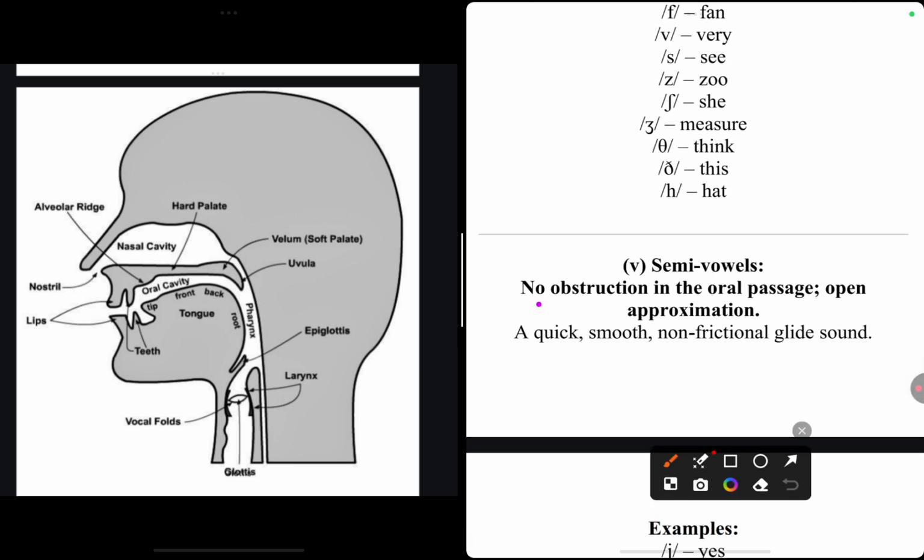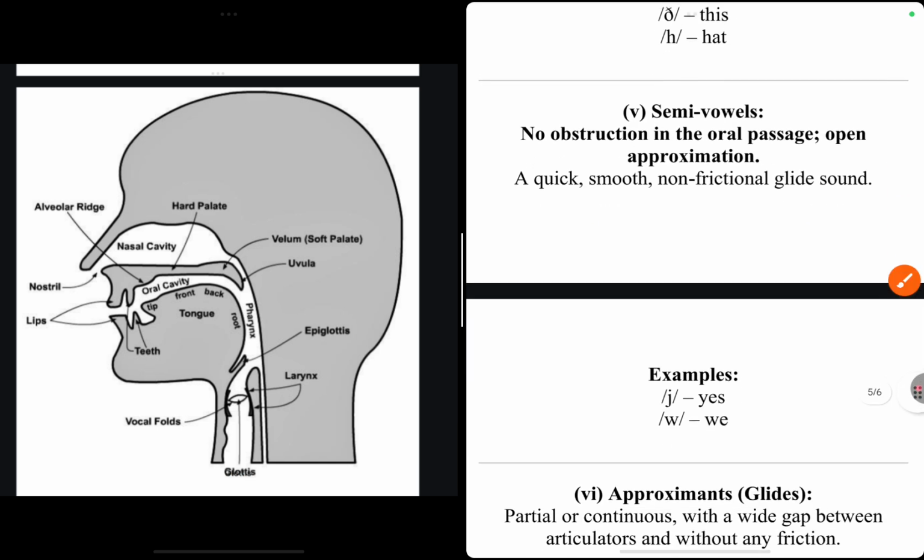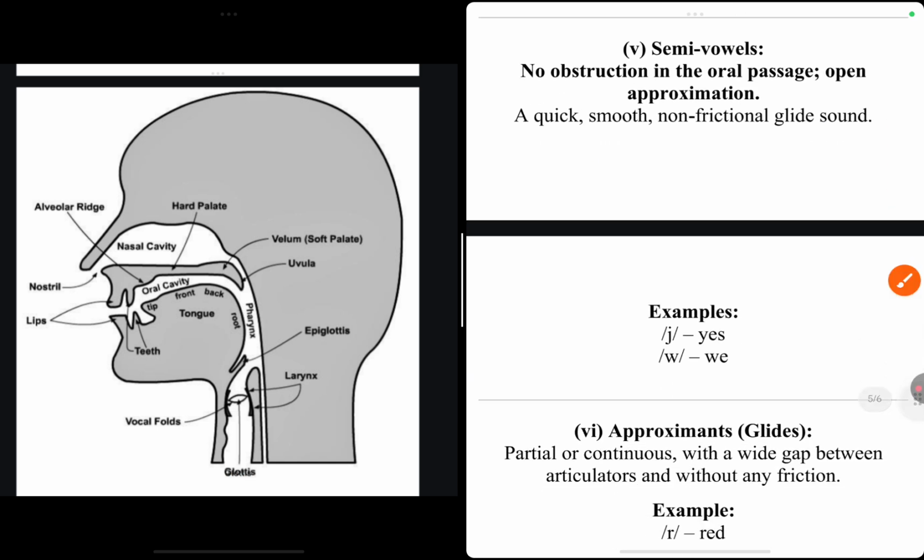Semi vowels: no obstruction in the oral passage, open approximation, quick, smooth, non-frictional glide. Means there is no friction when we pronounce these. Yes, we. Pronounce from your side. Yes, we. Is there any kind of obstruction in your mouth? No, there is no obstruction at all.